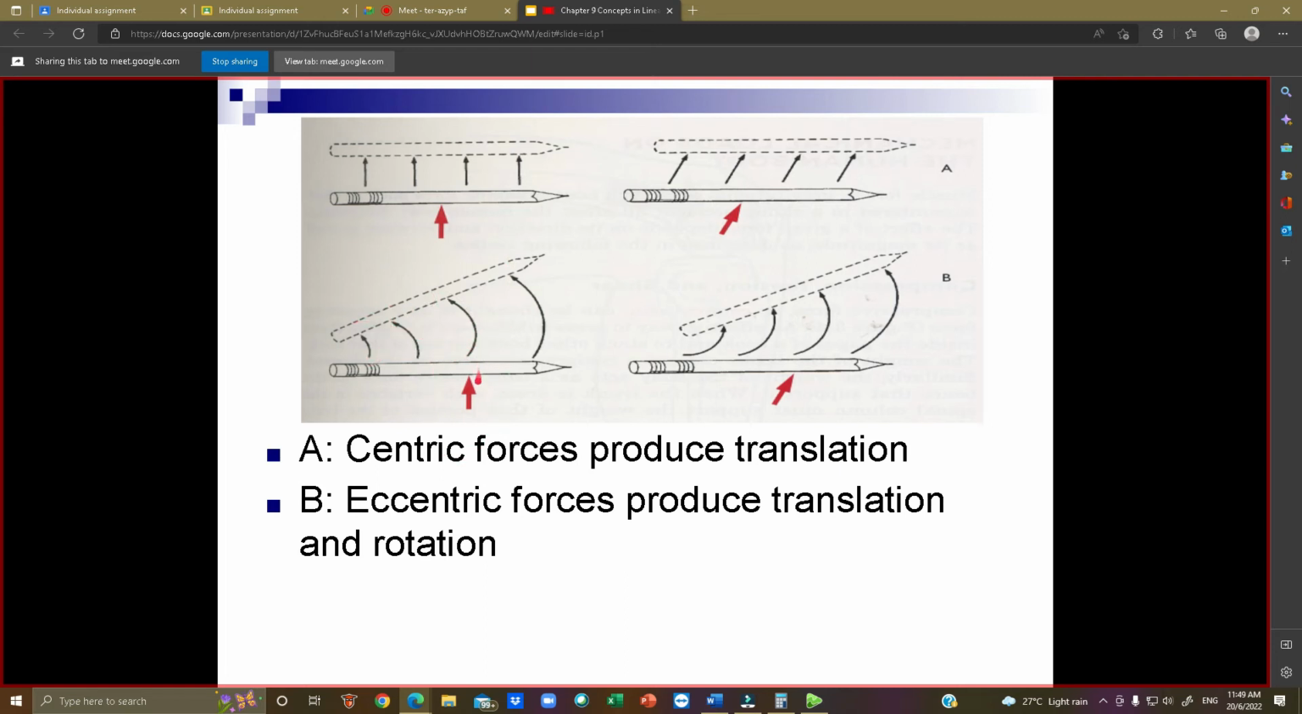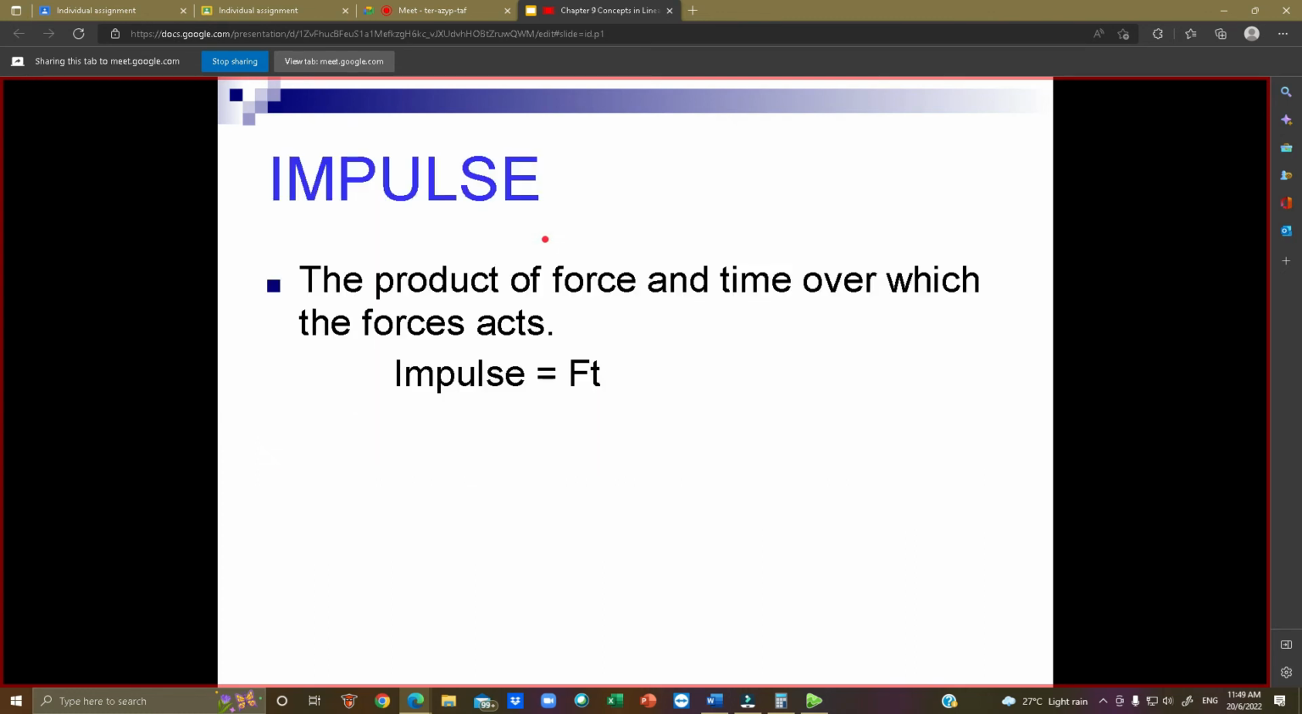Why does it happen like that? Because torque is being produced, a force is being applied to the object away from the center, causing it to translate and rotate. So eccentric force is a torque. Okay, centric force is what we call a force. Okay, yang ni impulse kita dah bincang tadi, impulse and momentum, they are interrelated with one another through the impulse-momentum theorem. So please remember that one. Penggunaan ni macam yang tadi tu.